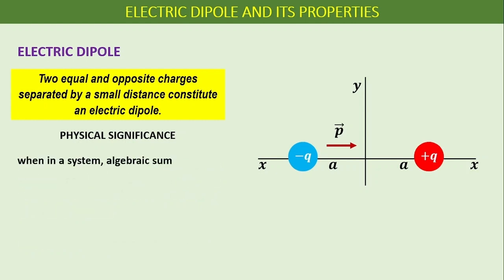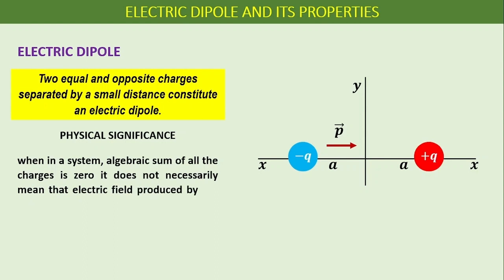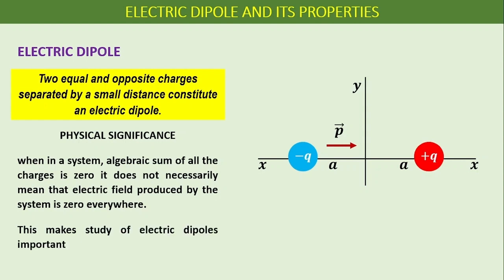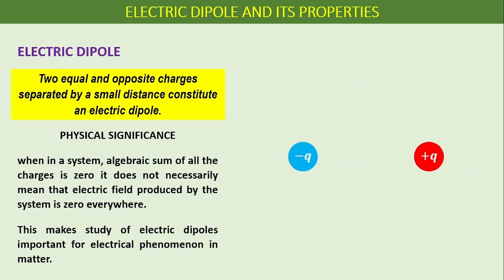When in a system the algebraic sum of all the charges is zero, it does not necessarily mean that the electric field produced by the system is zero everywhere. This makes the study of electric dipole very important. Here, the total charge is zero. That doesn't mean that there is no electric field around the charges. The electric field exists.